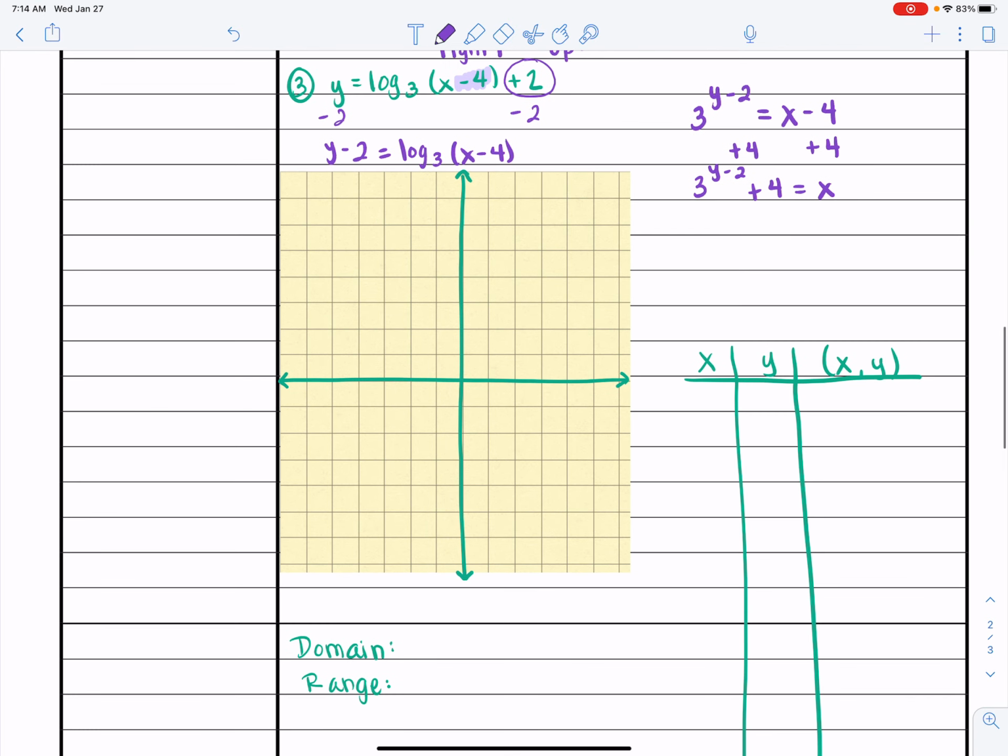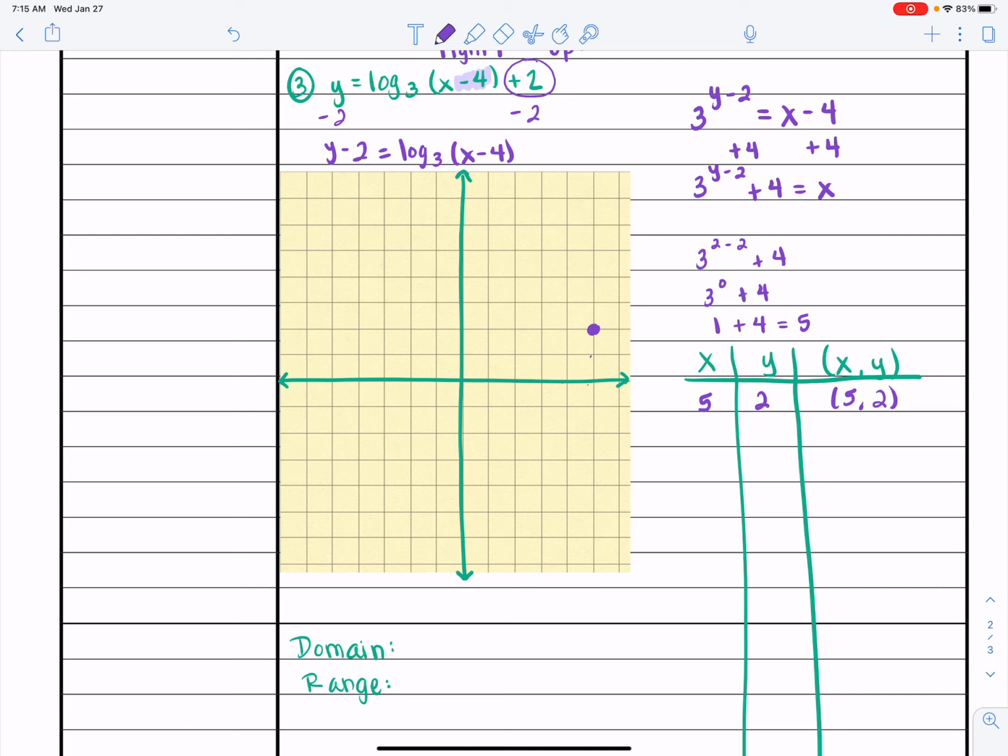Okay, so again, we're going to be specific in the y values that we pick. So let's pick a y value of, let's start with 2. So I have 3 to the 2 minus 2 plus 4. 2 minus 2 is 0, so 3 to the 0 plus 4, and 3 to the 0 is 1, so that's 5. So x is 5, y is 2.